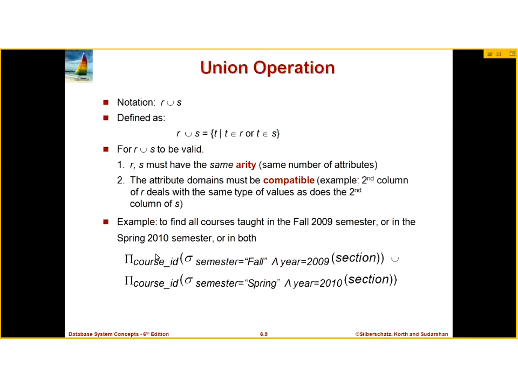So you project course ID, and how you project, you select where semester is equal to fall and year equal to 2009 from the section table, and combine it with the projection of course ID from the section table where semester is spring and year is 2010. So in this way, you are projecting the course IDs from fall 2009 and spring 2010, and then doing a union of that. So you will get a list of all the courses taught in fall 2009 semester, or in spring 2010 semester, or in both. So you are merging them.